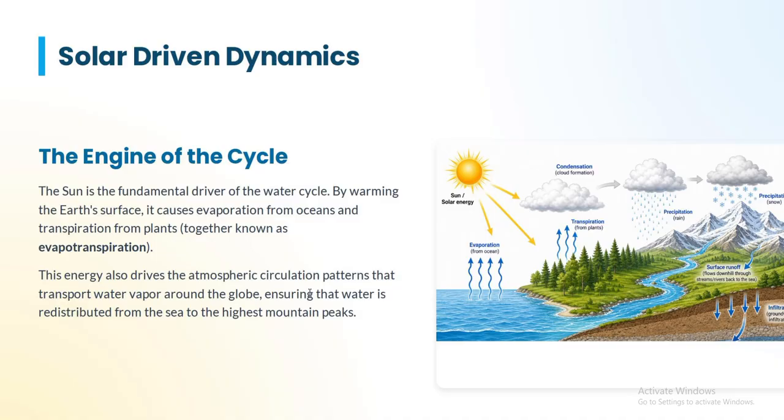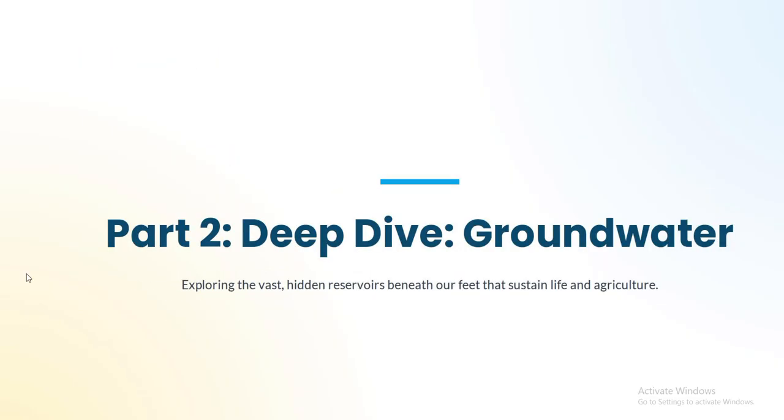Okay, circulation pattern that transfers water vapor around the globe and ensures that water is redistributed. No, it's because I got a retainer in my mouth. So yeah, from the sea to the highest mountain peaks. Next, we're gonna talk about deep water, groundwater. And we're gonna talk about the vast hidden reservoirs beneath our feet that sustain life and agriculture.